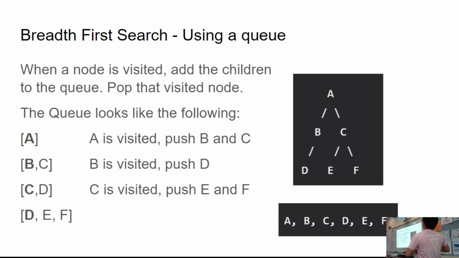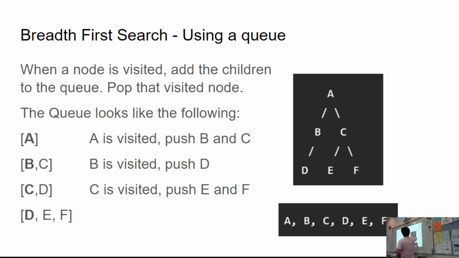So let's go into actually using a queue to do breadth first search. What is a queue again? First in, first out. It's a line, right? So if we have a line, we're going to draw a little queue here. I made an awkward queue looking thing. This is our queue. When we use a queue, it says when a node is visited, add the children to the queue, and pop off the visited node.